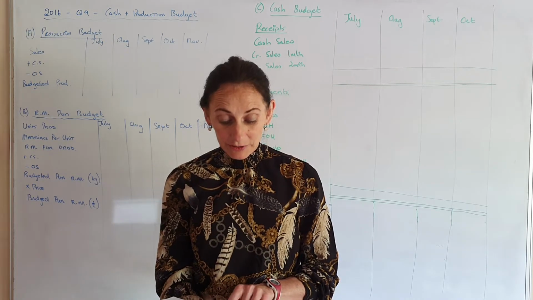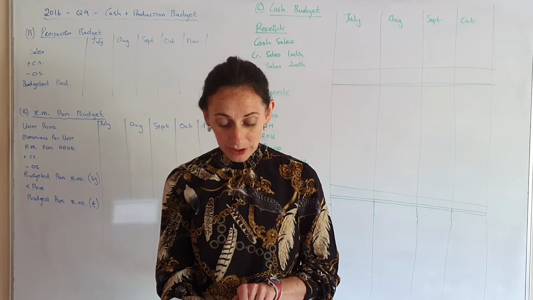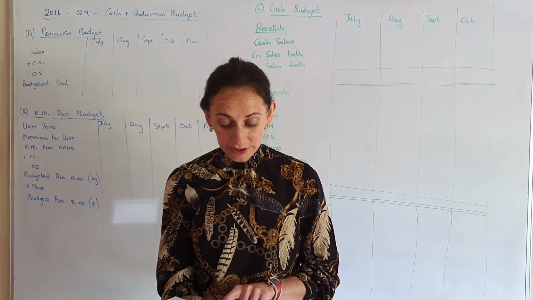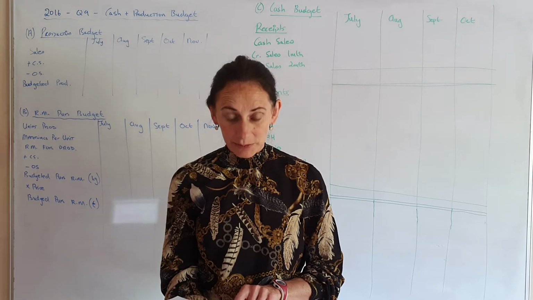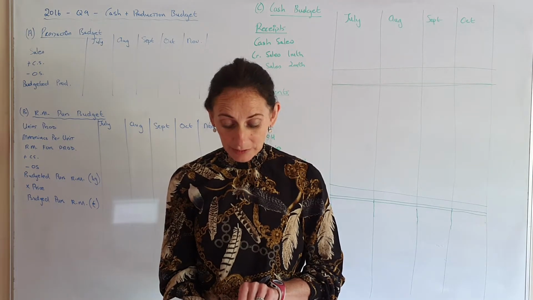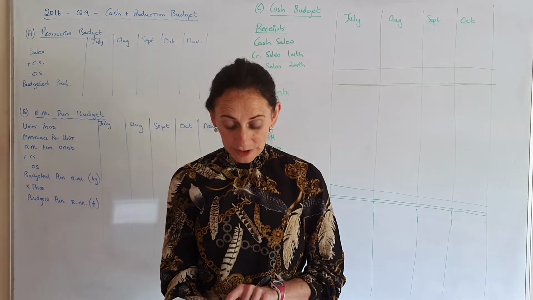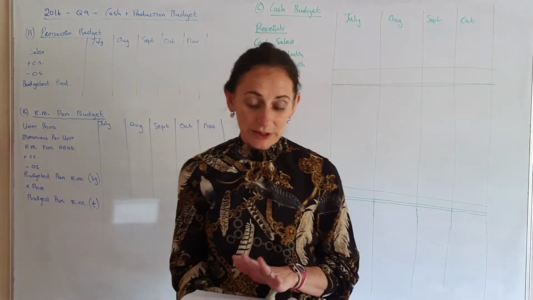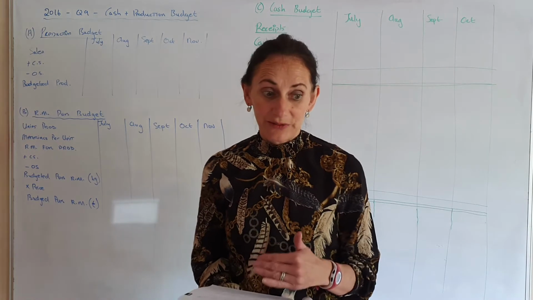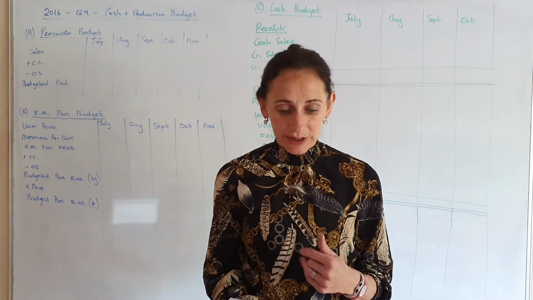And then look at the question. In part A, I want you to highlight production budget. Part B, raw materials purchases budget, highlight it. Part C, I want you to highlight the cash budget. And part D, I want you to highlight the budgeted trading profit and loss account. So what we want to do first of all, before we start the question, is see which parts are relevant to which part of the question.